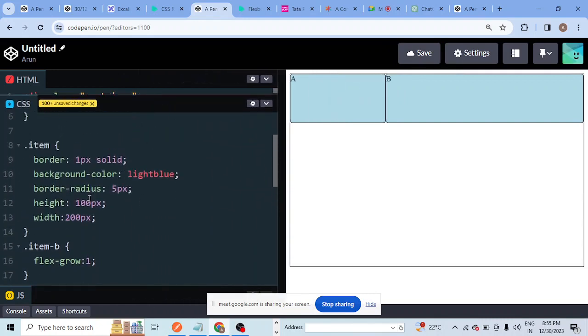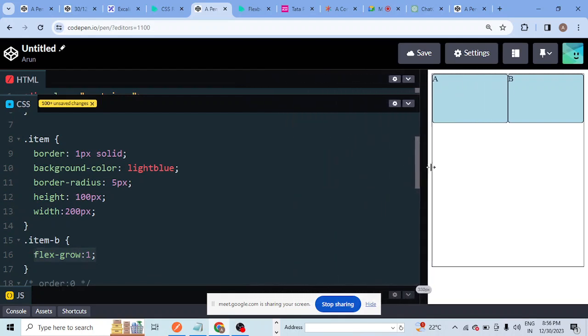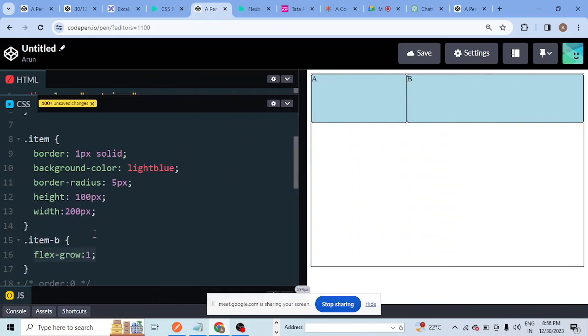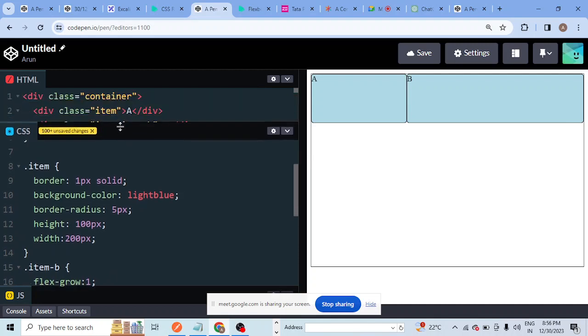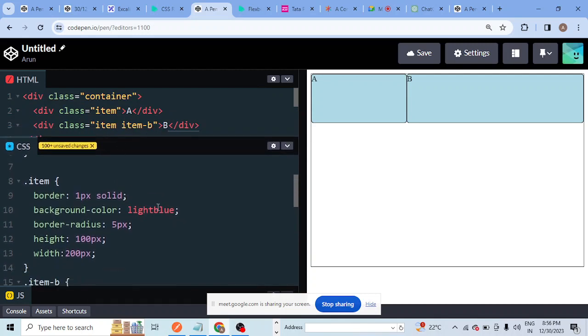All the items have a fixed width of 200 pixel. Height is also 100 pixel. But then for just B alone, I've given a property flex grow value of 1. So what is happening? The element B is growing. How much is it growing? The rest of the remaining space. So 1% is increasing from the rest of available space.